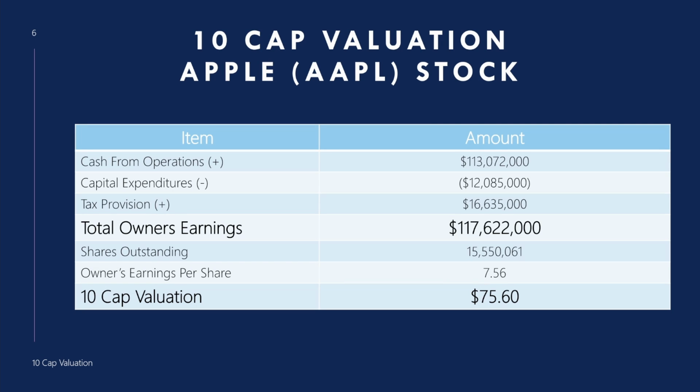Next, let's calculate a 10-cap buy price for a stock. In this particular case, we're going to use Apple stock, ticker symbol AAPL. These numbers are representative of the last trailing 12 months. These are found on the cash flow statement, the income statement, and also the balance sheet. So first, cash from operations, which is about $113 billion for Apple. That should be a positive. Capital expenditures of the business were about $12 billion. That should be a negative. Tax provision for the company was about $16 billion. That one should be positive.